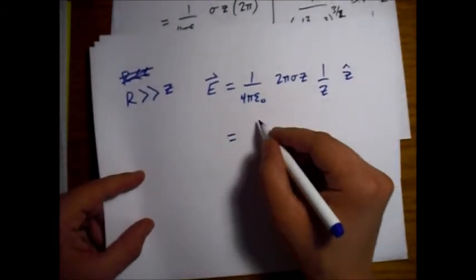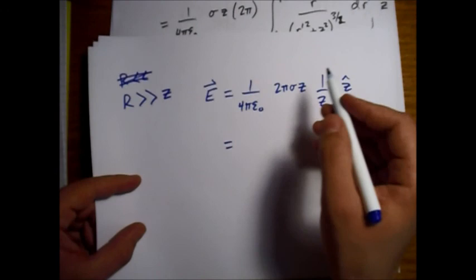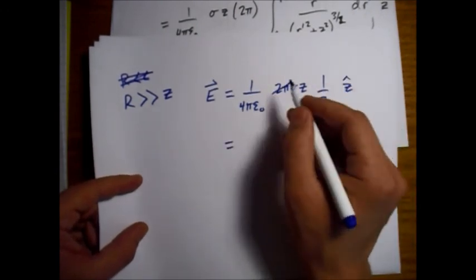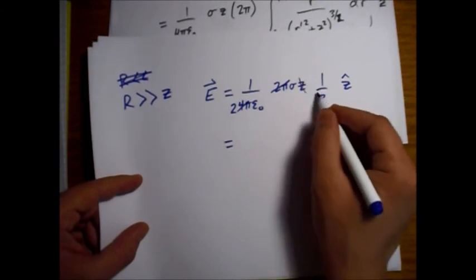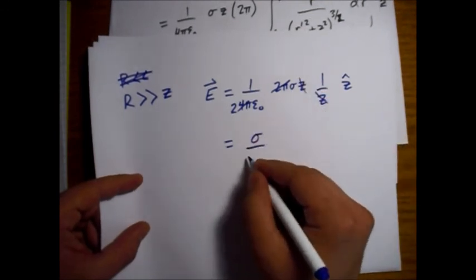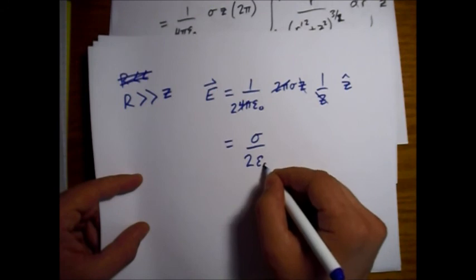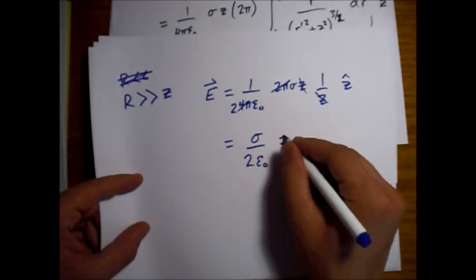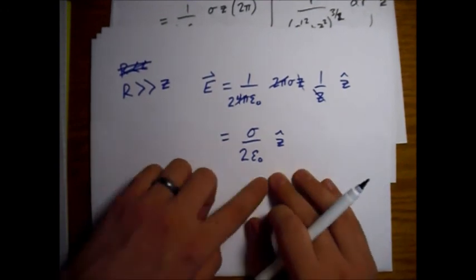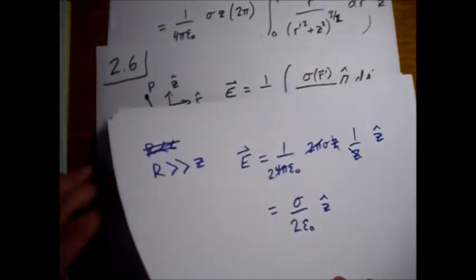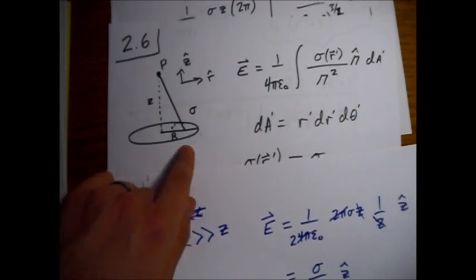All right, which just gives us, this time we will actually cancel out 2 pi. And we'll cancel out the z's. So we get a sigma over 2 epsilon naught in the z hat direction. So we can see that we do, in fact, recover the electric field that we would have gotten from an infinite plane of charge.